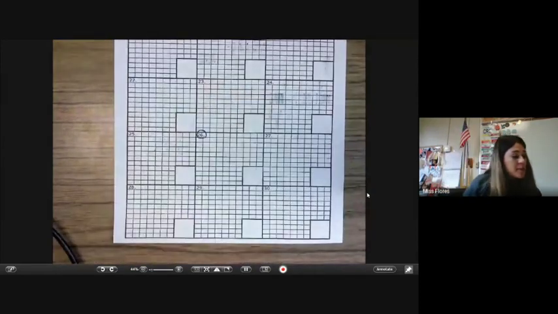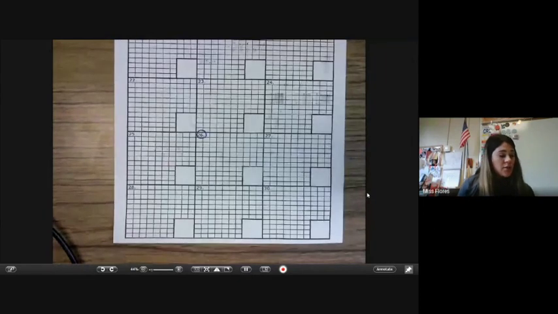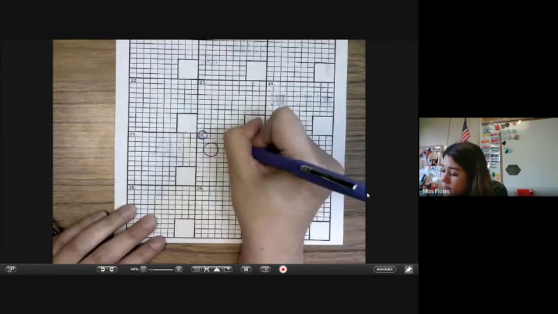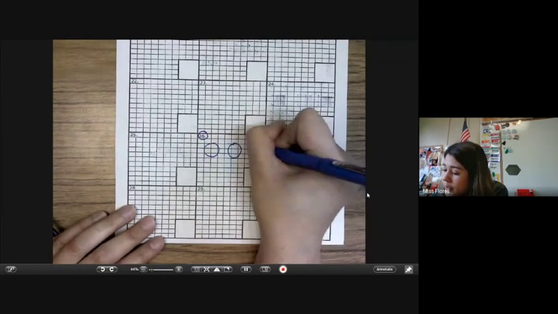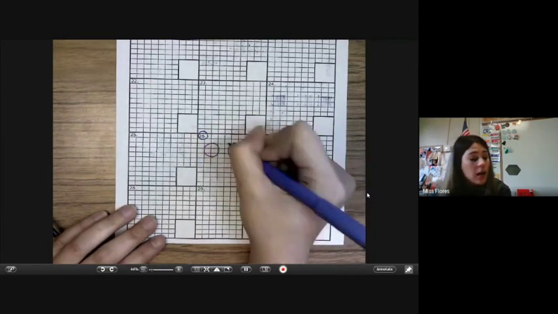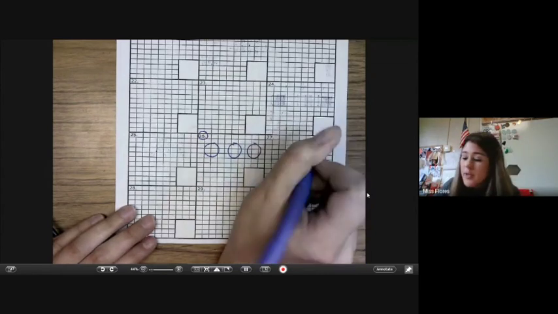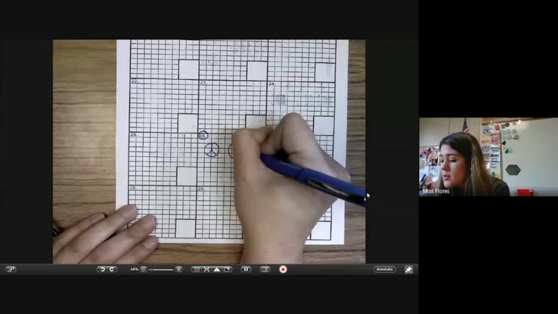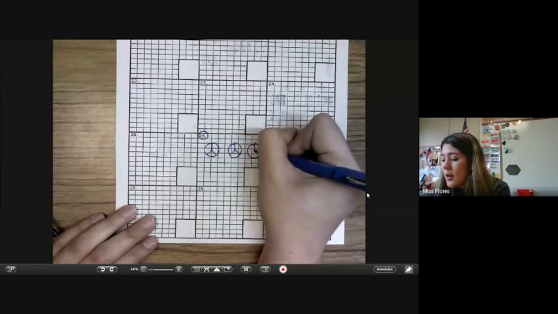Number 26 says draw and shade circles to show that 2 1/3 equals 7/3. So again, looking at that mixed number first, because we know how to do that. Trying to make our circles as even as possible. These are kind of even. And our denominator is 3, so they all need to be in 3 pieces. Again, just trying to make it as even as possible.